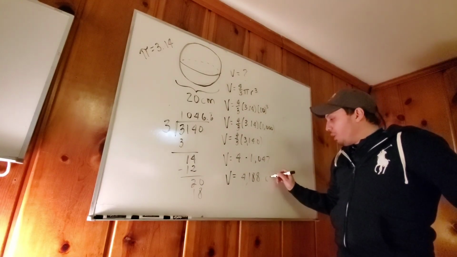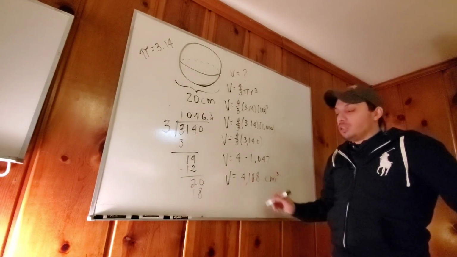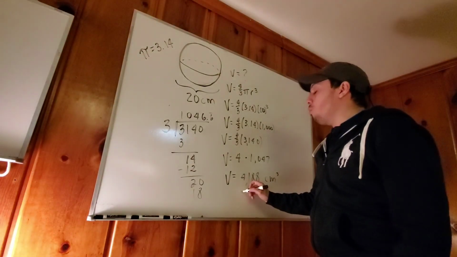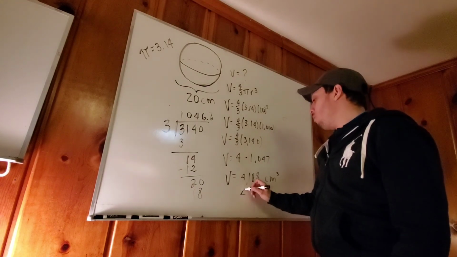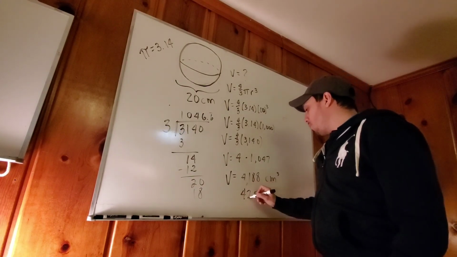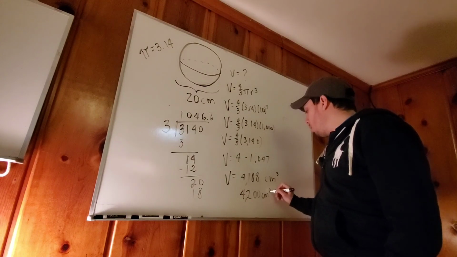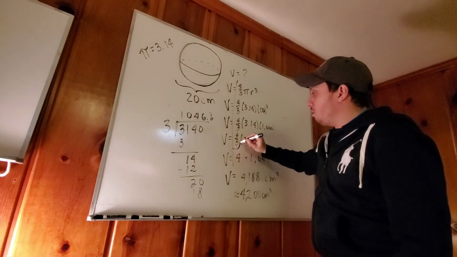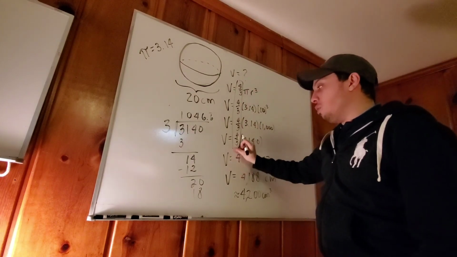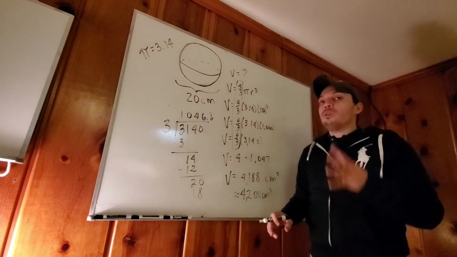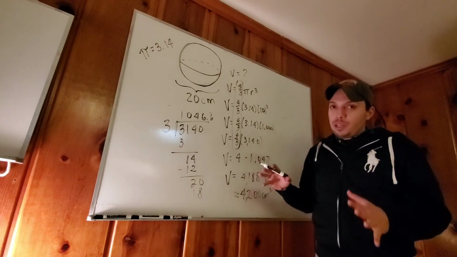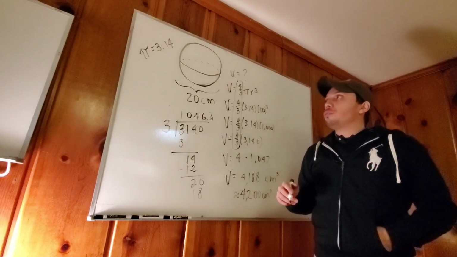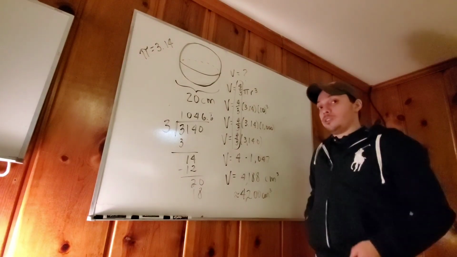And so it will be about 4,188, or your book says 4,200. And that is how you do it. So please make sure that you don't forget that this is 4/3, not 3/4. Don't make the mistake I made. 4/3. So again, the formula is 4/3 of pi radius cubed. Now let's do surface area, and that would be it for this lesson.